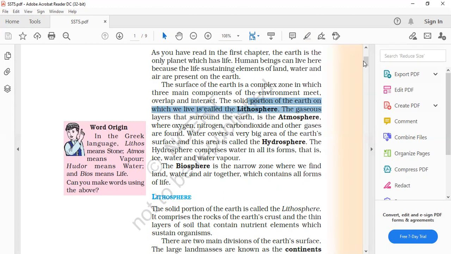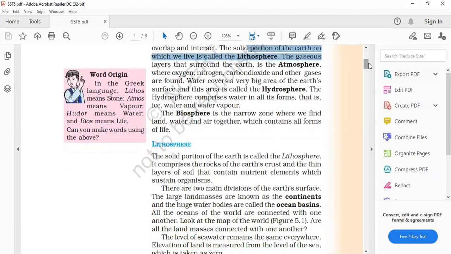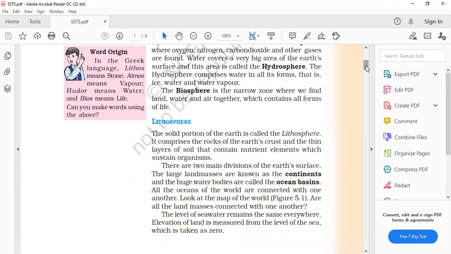Now for details, scroll down. Make sure you read this section also. It is also a very important section for MCQ. Now it's for the lithosphere. So what is the lithosphere? You will get a short note about the lithosphere.